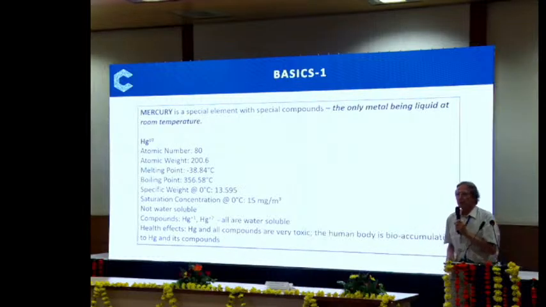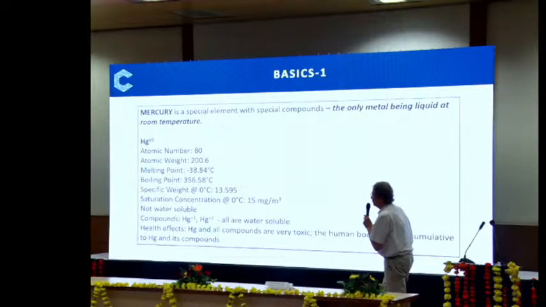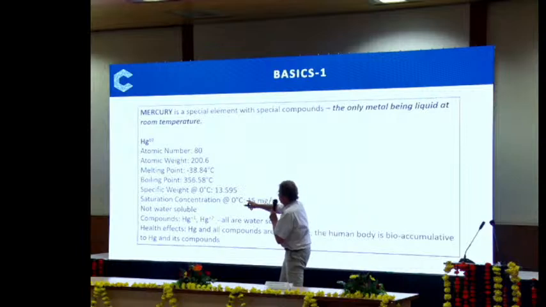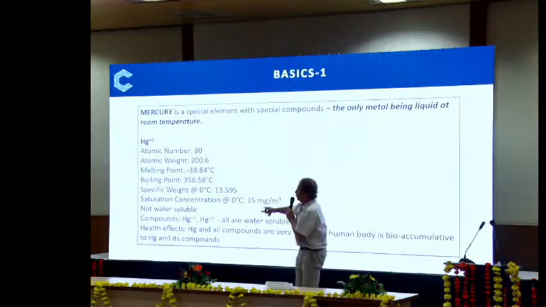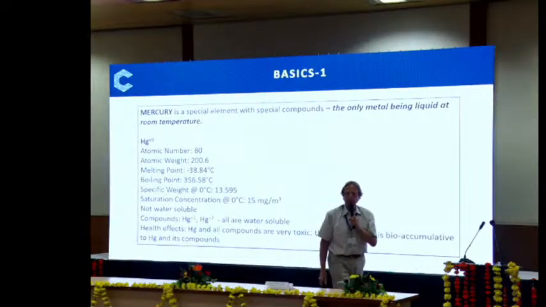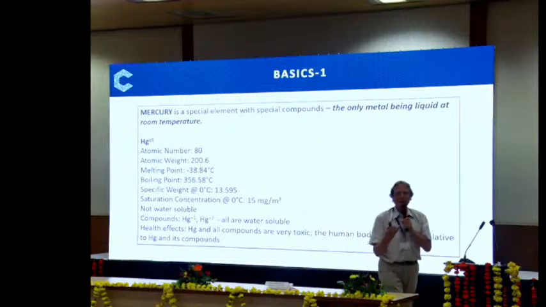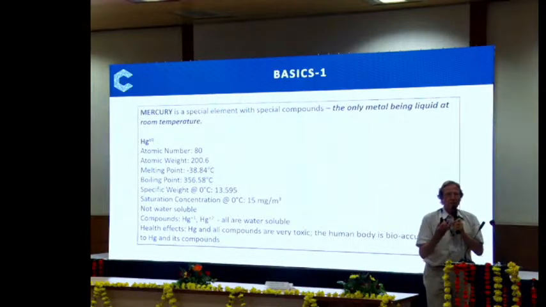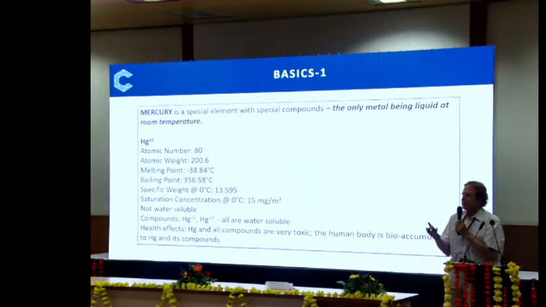Now the calibration comes offline, which is great, because then when you go to start the unit up, you don't have to worry about it. The saturation concentration of mercury at 0 centigrade is 15 milligrams per cubic meter. Let's just say it is a relatively high concentration. Part 5 is the continuous emission monitoring requirement.